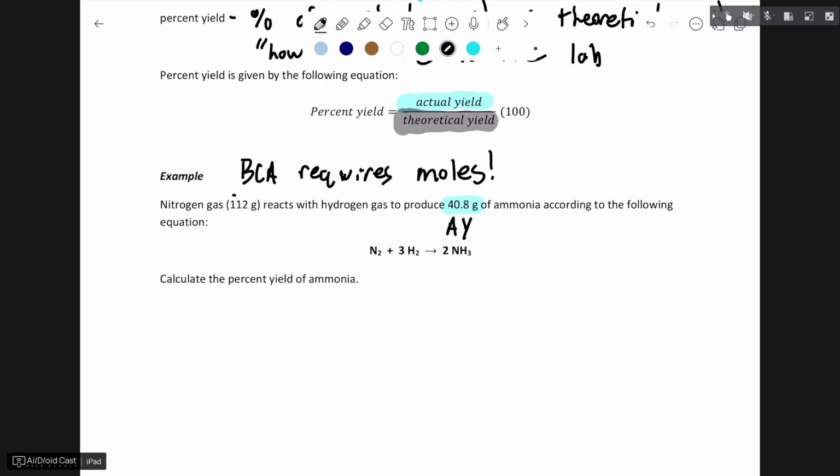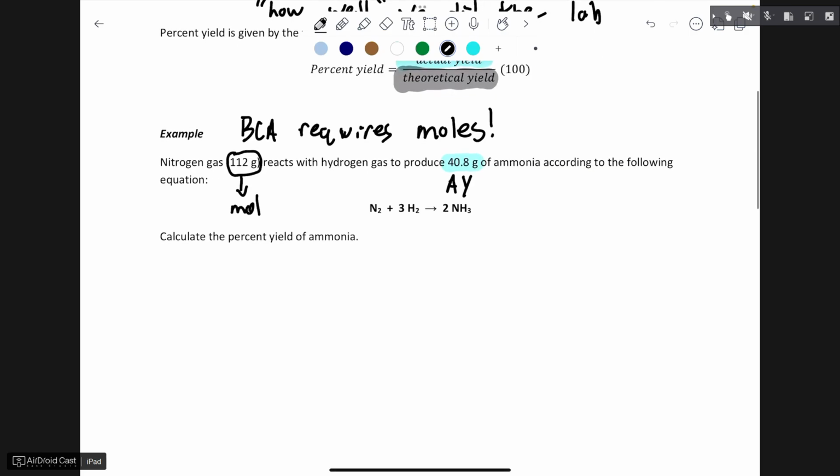What I see in this question is that it tells me when I did this reaction, I started with 112 grams of nitrogen. But that is not in moles. So I can't use that number yet. Before I use this 112 grams, I need to convert it into moles. So I'm going to do that first. That's going to be my very first step. I need to convert my reactant to moles.